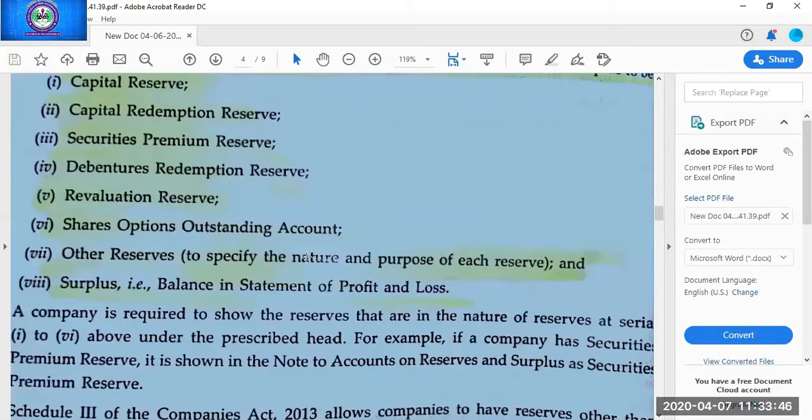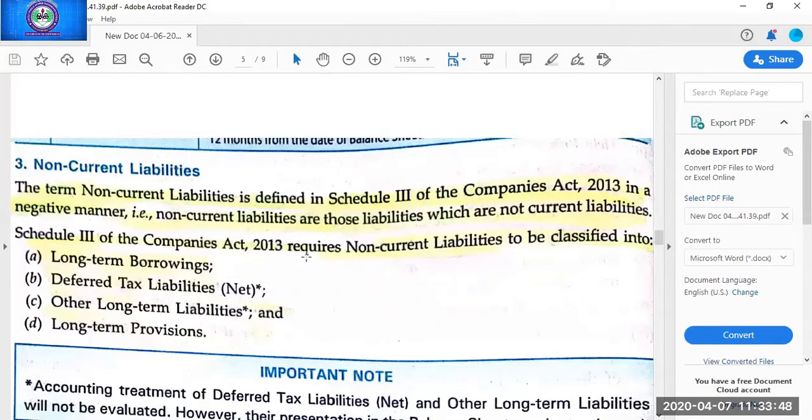non-current liabilities. Non-current liabilities means the liabilities which the organization or the business needs to pay after a certain time period, and that time period is usually more than 1 year. And how does the Companies Act define non-current liability? That non-current liabilities are those liabilities which are not current. So the liabilities which are not current, all are non-current. And what are the current liabilities? Those which need to be paid within 1 year. So any liability which will be paid after a period of 1 year is a non-current liability.